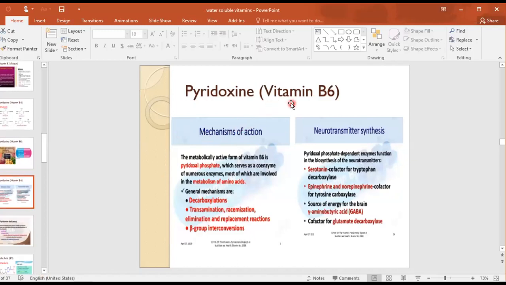Mechanism of action of vitamin B6, or the function of vitamin B6. The metabolically active form is the pyridoxal phosphate, like I told you before.